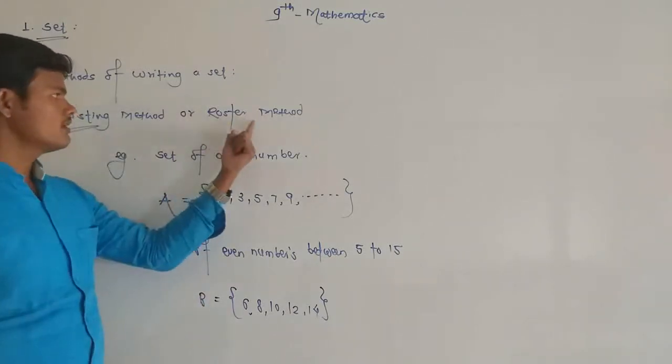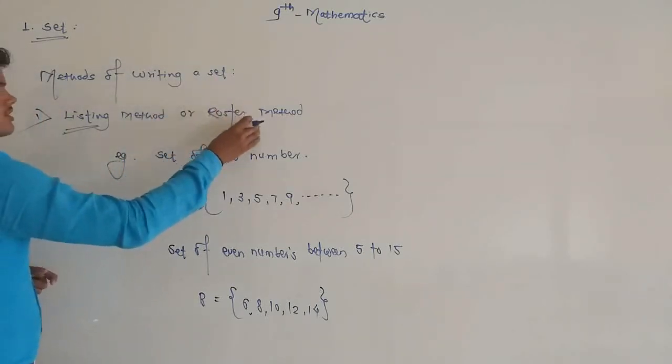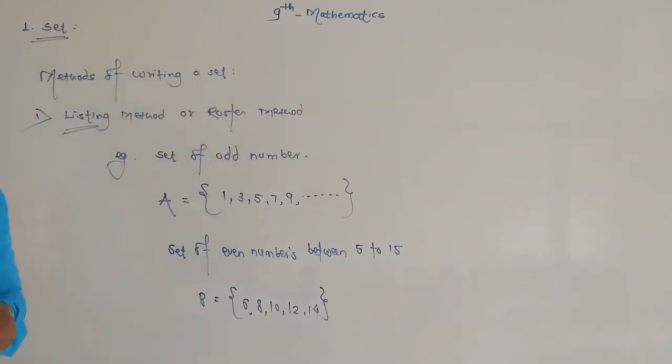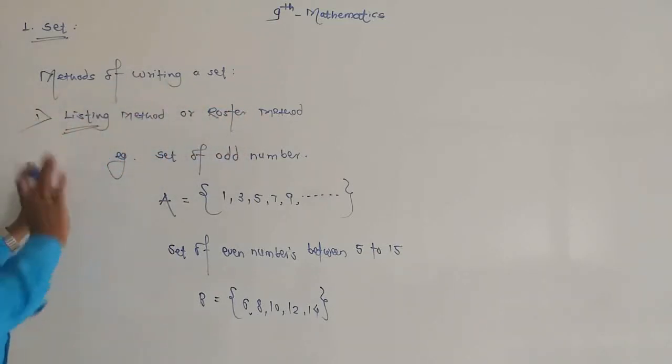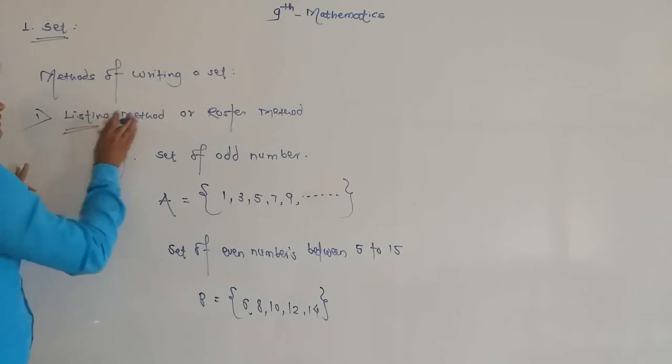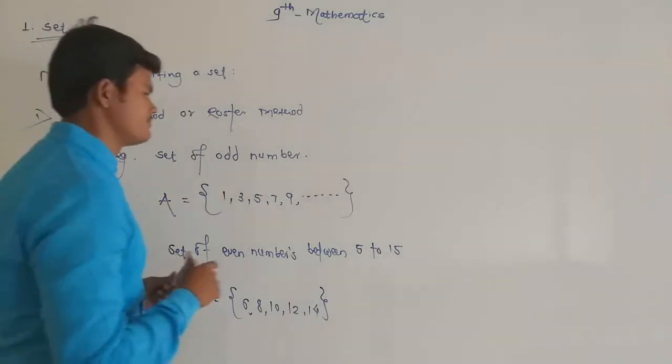It is also called a roster method because sometimes they ask a question like write a given set by using a roster method or listing method. At one time only one name is used, either listing method or roster method. This is how to write a set by using the listing method or roster method.